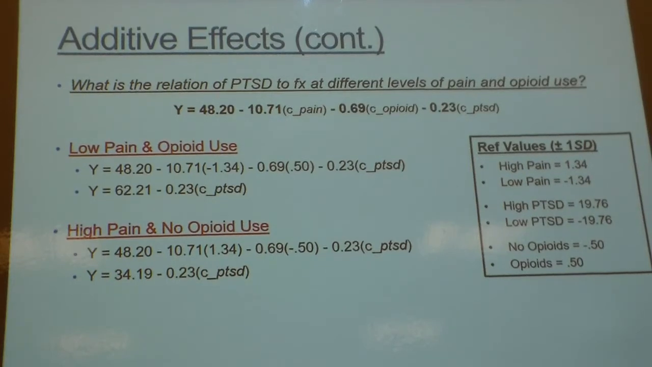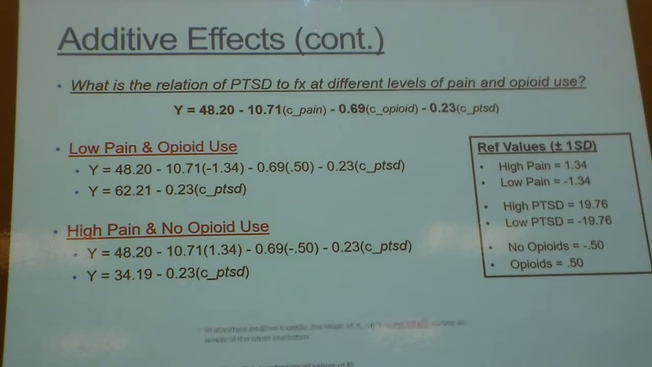Same thing, high pain and no opiate use. How does this impact the relation between PTSD and my outcome? Plug these other variables in. High pain, no opiate use. What does that do to the relation with PTSD? It doesn't. It's still the same, right? My intercept is different, right? So I'm expecting higher levels of role functioning at low levels of pain than at high levels of pain, right? But it doesn't change the impact. The nature of the relation between PTSD and role functioning stays identical no matter what values we plug into this.